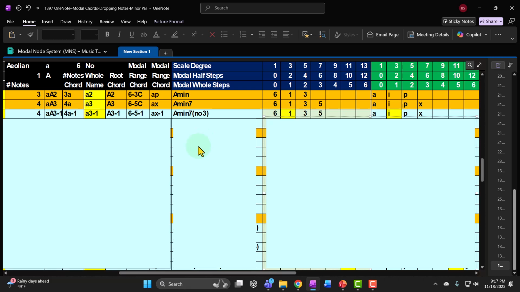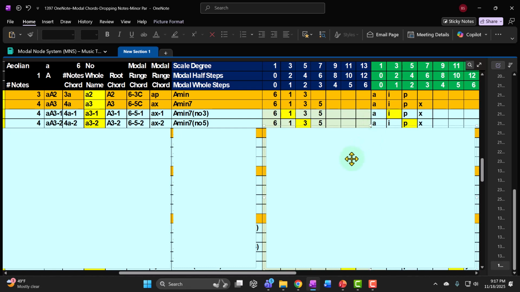Is that correct, Ara? Totally correct. If you drop the third on the 7 chord, you can't really say minor anymore. It's not minor, it's not major, it's just ambiguous mush, which is why A3 negative 1 is perfect. You're saying Aeolian 3 step.